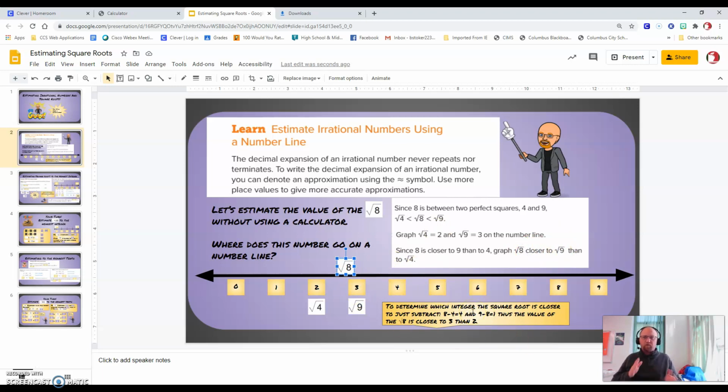One way you can always think about which one to put it closer to is to just subtract the numbers here. 8 minus 4 is 4. 9 minus 8 is 1. Since the difference between these two is smaller than the difference between these two, the number I'm evaluating would be closer to that perfect square, okay?